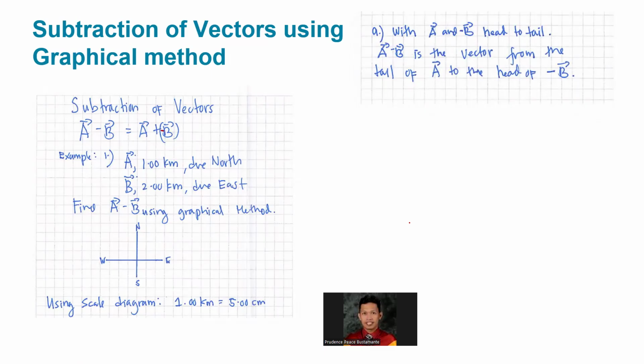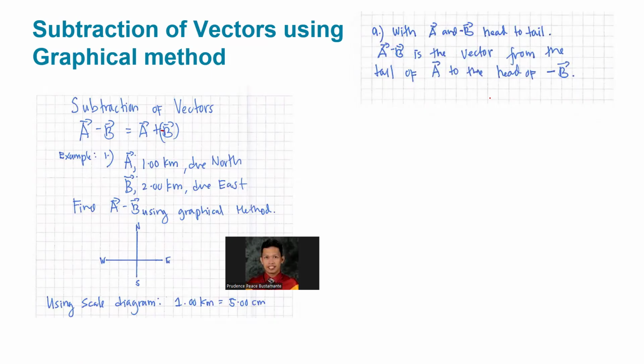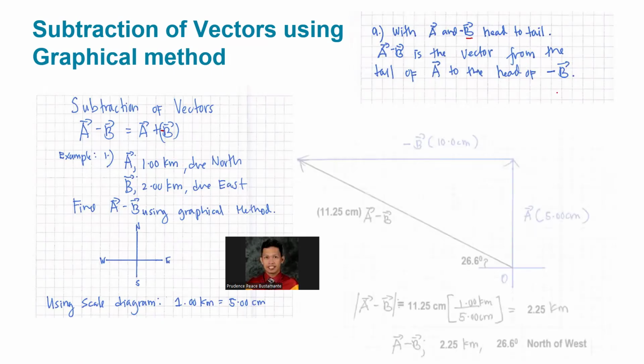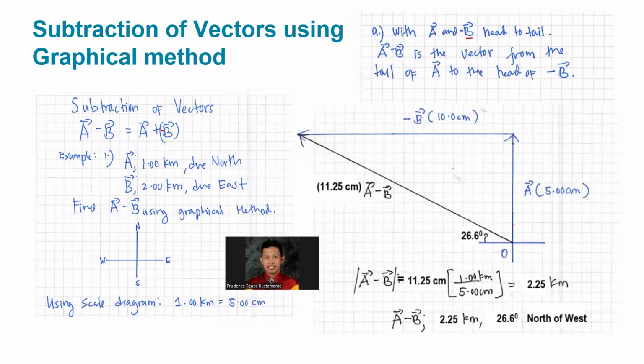Okay. So the first method that you can use is you make A and negative B head to tail. We already discussed what the negative of a vector is. It is the same magnitude but opposite in direction to the original vector. So A minus B is the vector from the tail of A to the head of negative B. So this is the diagram.